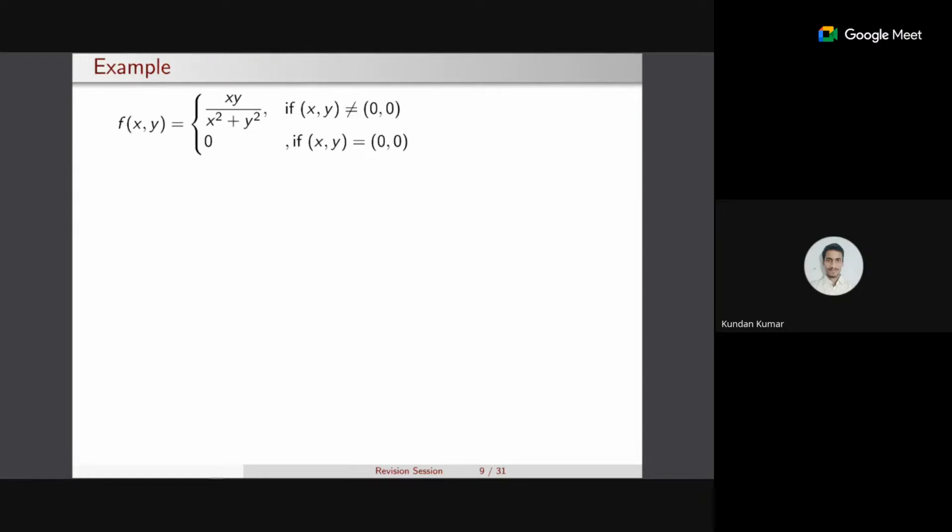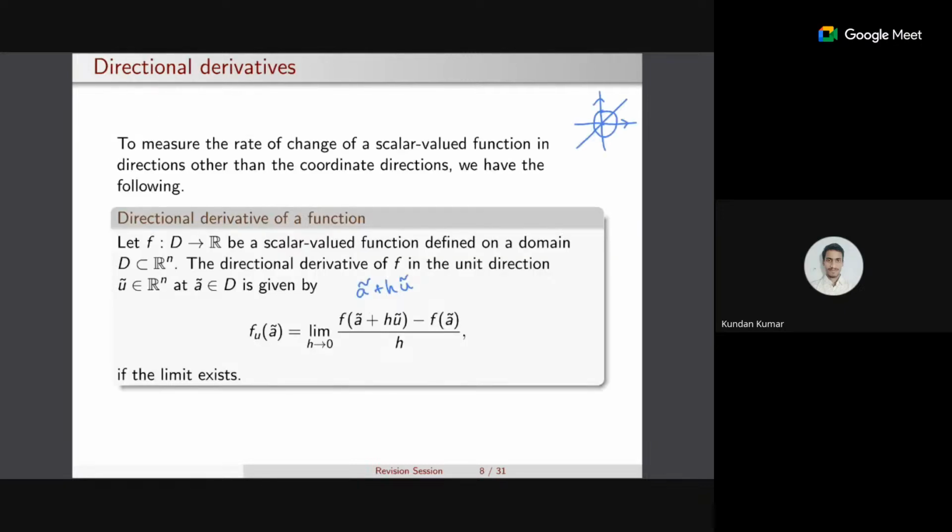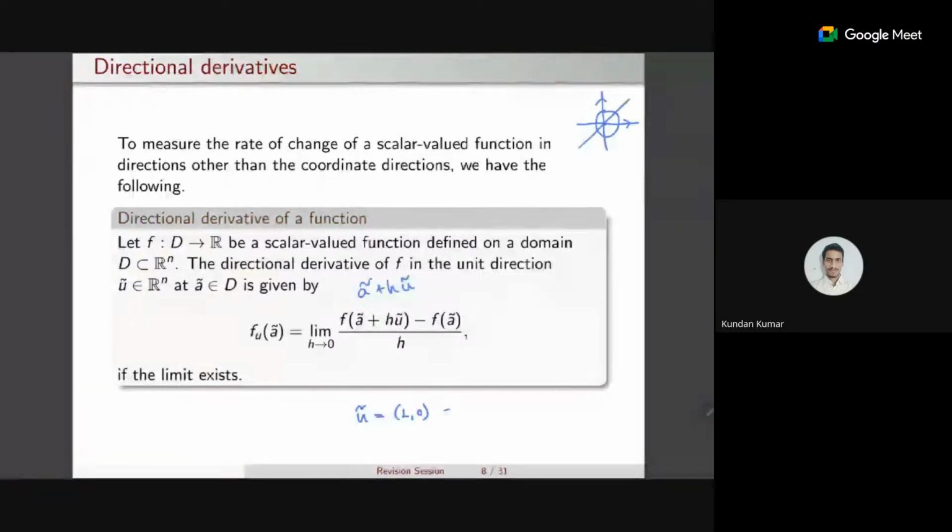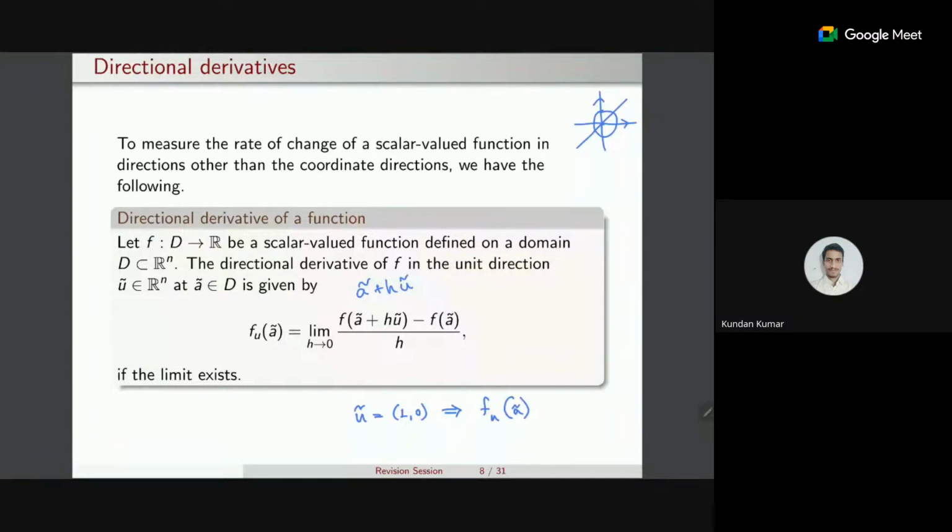And we'll take the same example, xy divided by x square plus y square, and see if directional derivatives exist. Right. So we have seen that partial derivatives exist. And by the way, there is one remark over here: if u tilde is equal to (1, 0), I can take any unit vector, right? (1, 0) is also a unit vector. So then what would the directional derivative in the direction u tilde be?